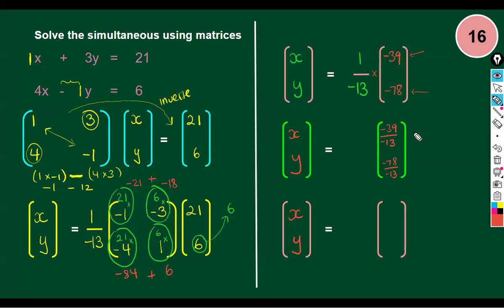So guys, look at your signs. When you divide 2 minus, you're going to get a positive, right? We can't be this close to exams and be making that mistake, right? Minus 39 divided by minus 13, I'm getting positive 3. And minus 78 divided by minus 13, I'm getting 6.